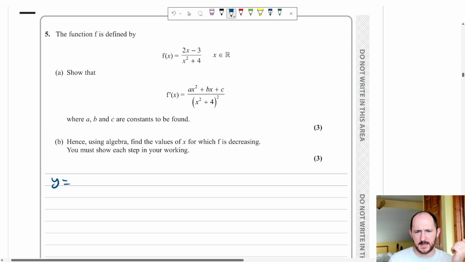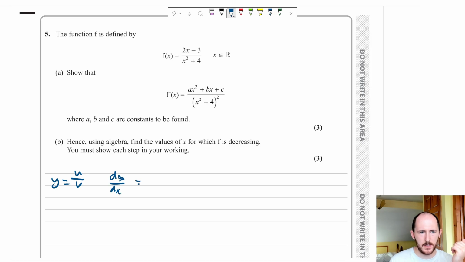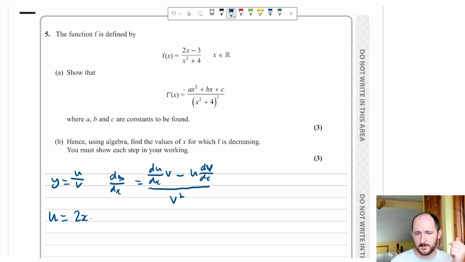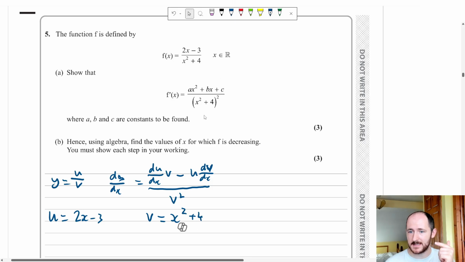If you remember, the quotient rule is that if you have two functions like this, then when you differentiate, you get du dx times v minus u dv dx, all over v squared. So in this context, our u is 2x minus 3, and our v is x squared plus 4. Now in the product rule, it didn't matter which way around u and v were, but in the quotient rule it does matter. v has to be what you're dividing by, the divisor, and u has to be the numerator of the fraction. It has to be.